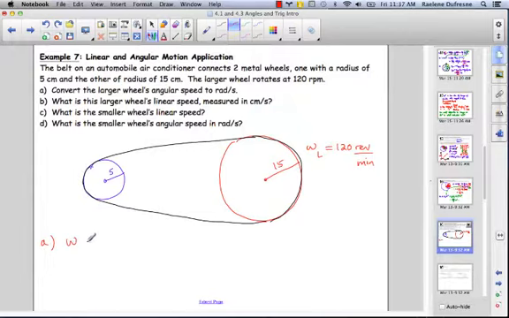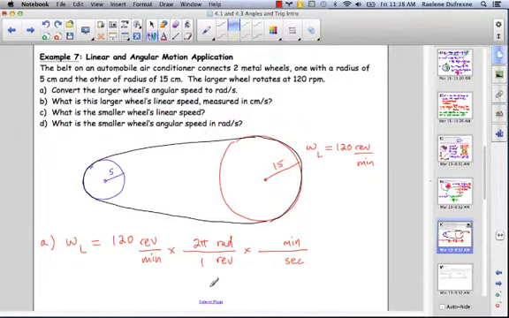So for part A, we take the large wheel's angular speed and we multiply by 1 enough times to get the units to what we desire. So we want to get rid of revolutions and keep radians, and we want to get rid of minutes and keep seconds. How many radians belong to how many revolutions? There are 2 pi radians for 1 revolution. And how many minutes belong to how many seconds? There is 1 minute for 60 seconds.